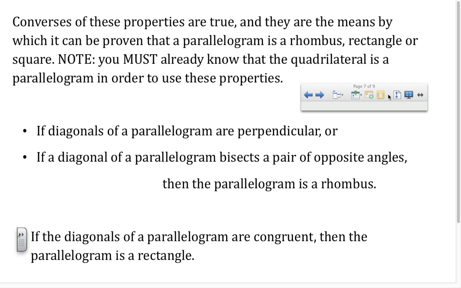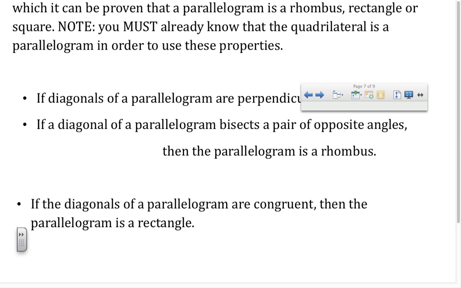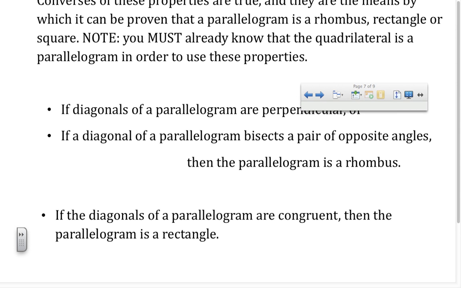So once again, even though these properties boil down to the converses of our 3 properties from the first part of the lesson, you must already know that it's a parallelogram before you use these properties to determine that it's a special parallelogram. Okay, so same things apply. If the diagonals of a parallelogram are perpendicular, if the diagonals of a parallelogram bisect the angles, then I know it's a rhombus. And then if the diagonals of a parallelogram are congruent, then the parallelogram is a rectangle.